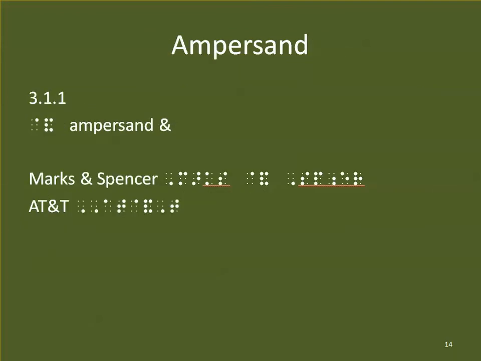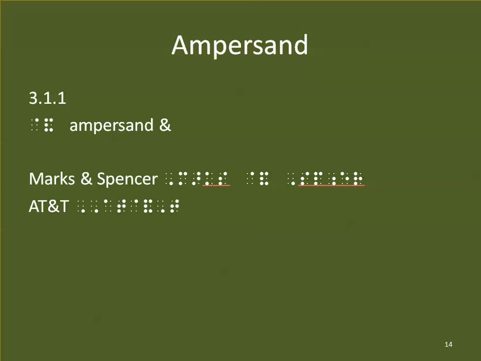Okay, let's get into our actual discussion of each symbol now. So going back to the beginning, ampersand. As I said, we Braille what we see. It's spaced as it is in print. If we see an ampersand, we Braille an ampersand. If they see the word A-N-D, then we're going to just use the contraction for A-N-D. So Marks and Spencer with an ampersand that has spaces on either side, that's what we do in Braille.